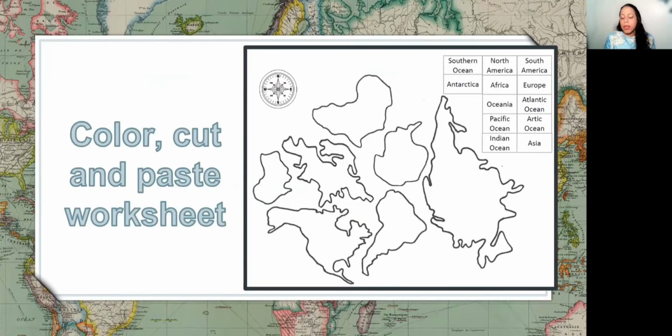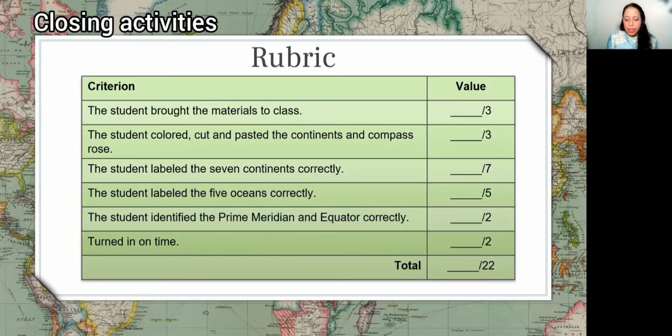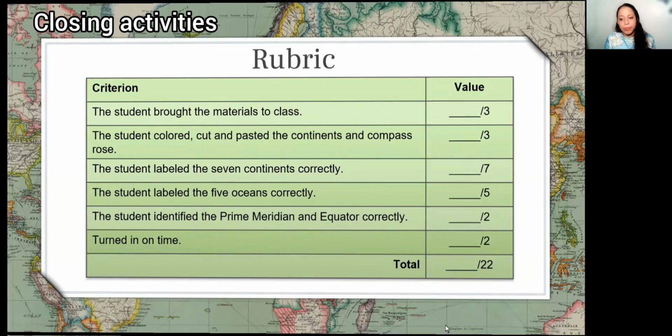This is the color, cut, and paste worksheet where they have the compass rose, the continents, and the labels. This is the rubric. They needed to bring the materials, color, cut, and paste everything. They needed to label everything correctly and identify with a marker the prime meridian and the equator. The project or 3D model had a value of 22 points.